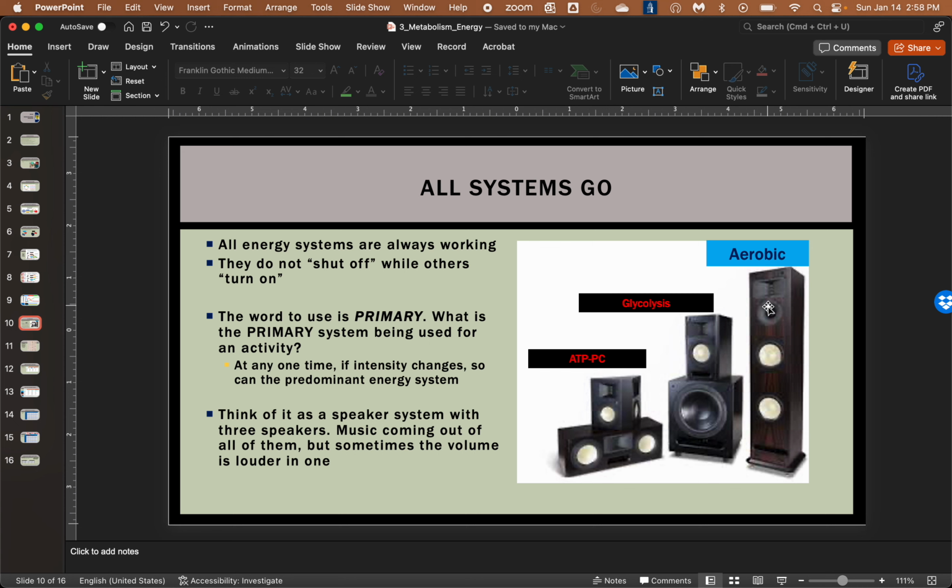Okay, so they're always on. All of them are always on. They don't turn off and turn on. So what we generally say is, for this exercise or for what this athlete is doing right now, what would you say the primary energy system focus is?